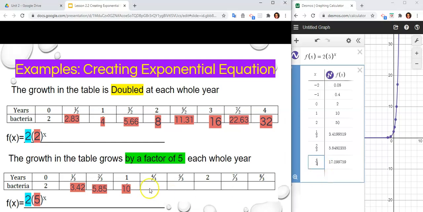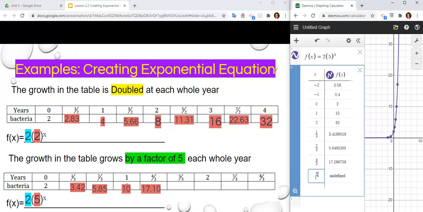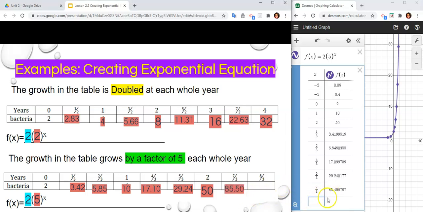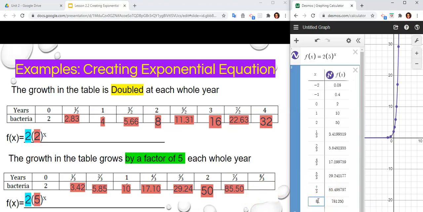I should have this amount of bacteria that's built up, 5/3. I should have this amount of bacteria build up. And then at 2 whole years, I should have 50. Wow. So that is growing increasingly. And at 7/3, I should have this much bacteria build up. And lastly, at 8 divided by 3, I should have this much bacteria build up.